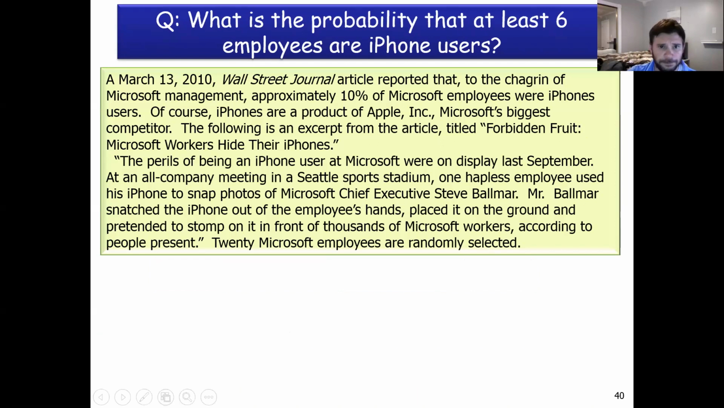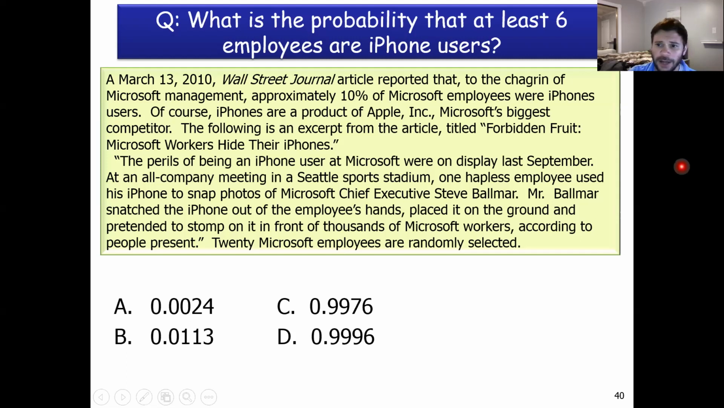So next problem. A question is asking us here, again, similar, but what is the probability that at least 6 employees are iPhone users? Now we saw before there are a lot of different ways to think about this event, at least 6. Another way to think about that is it's 6 or more, and there's 20 total that are possible. So we could go to the 20 row, and we could subtract out the row 5 or fewer. That would be one way to do this.